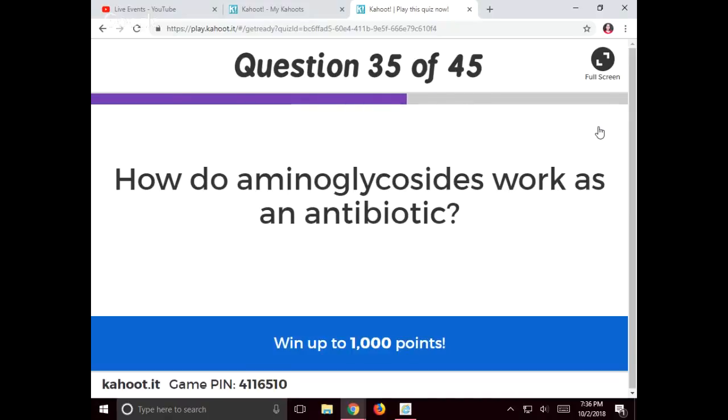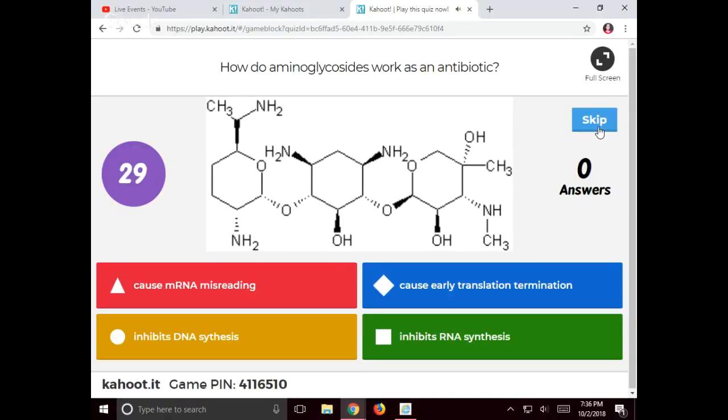How do aminoglycosides work as an antibiotic? Here's another one that looks like a lot of rings and such. Does it cause mRNA misreading? Does it cause early translation termination? Does it inhibit the DNA synthesis or does it inhibit the RNA synthesis?